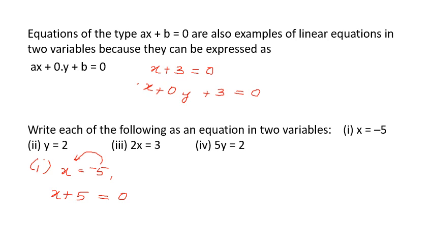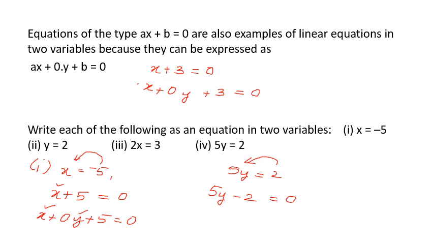Now how do you write each of the following as an equation in two variables? Here we have only one variable. How do we put the second variable? x plus 0y plus 5 equal to 0. Now we got the two variables x and y. Now see the fourth equation, 5y equal to 2. We have to take 2 to the other side because general form means ax plus by plus c equal to 0, so it should become equal to 0. 5y minus 2 equals 0.